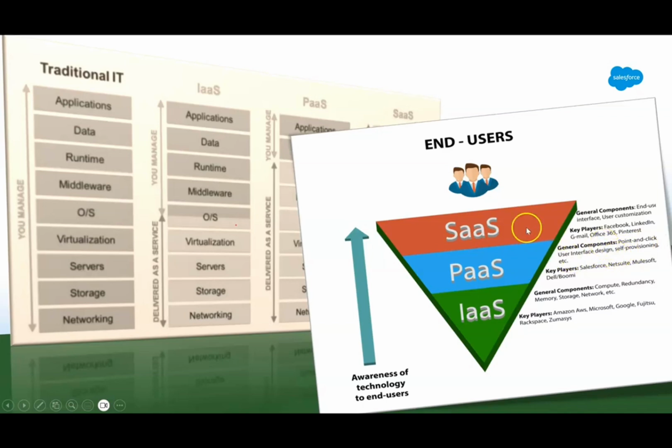When we come to SaaS, then there are some key players: Facebook, LinkedIn, Gmail, Office 365, all of you think. And this is directly provided to the end user. You just need internet and access to those services.